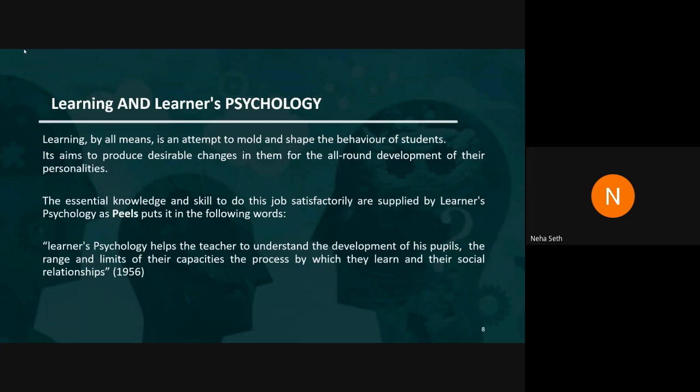Are we motivating them to take part in different extracurricular activities, or are we just pressing them to study, study, and study? So now there is a time where only education or only subject knowledge won't work. The students need to be involved in different kinds of activities to develop their overall personality. So as a teacher, it is our job to encourage them.